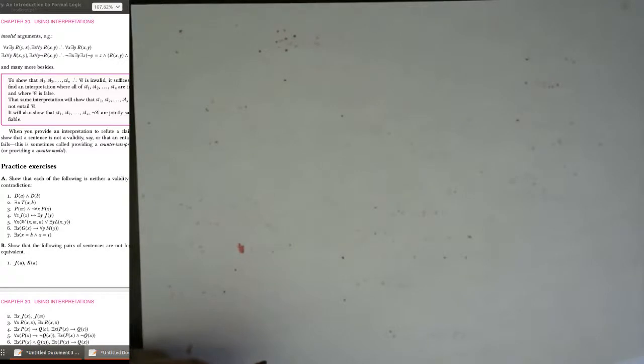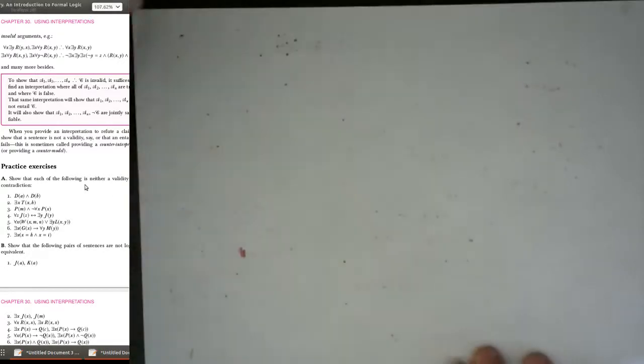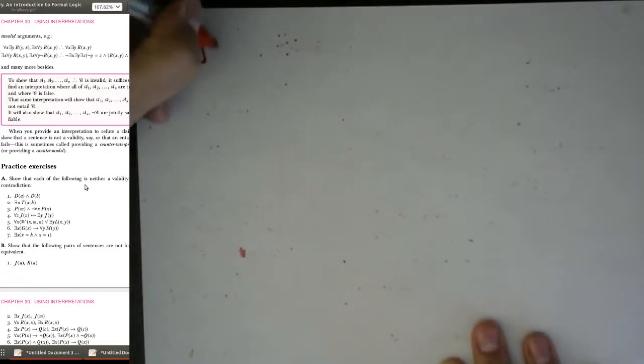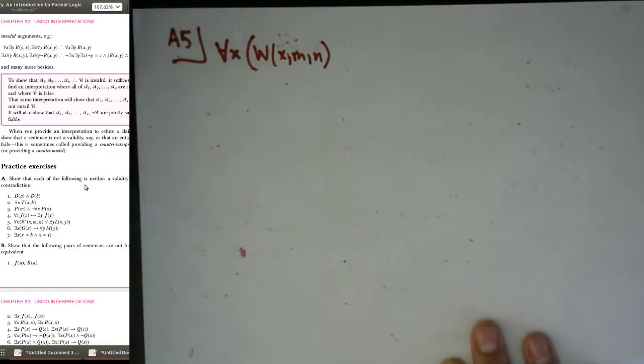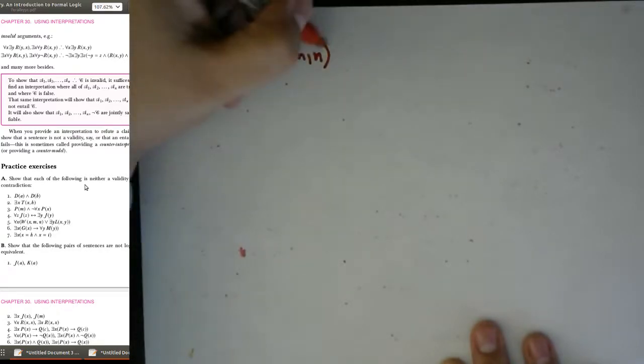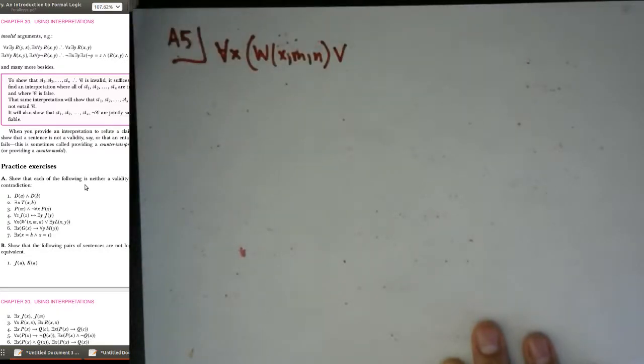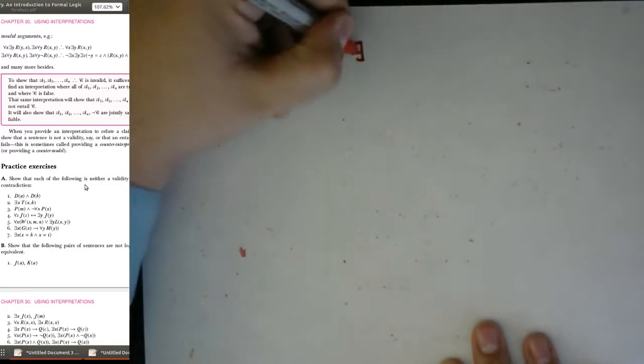Let's look at A5. So A5 is the same kind of instructions. Show this thing is neither validity nor contradiction. And in this case, the sentence is for all x, W x M N or, and within the scope of that universal quantifier, we have there exists y L x y.